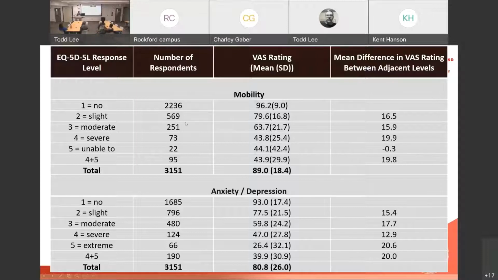So the trend that you're seeing with mobility, with this strange negative difference, was also observed with self-care and usual activities, and then it was a very small difference with pain and discomfort. Only in anxiety/depression, which is why I'm showing it here, was there a more consistent difference between each of those levels. And there's what you'd expect, of having extreme problems be less than severe problems. And partly this might be due to the fact that this was the only dimension in which a sizable proportion of people actually indicated that they had problems in this area.